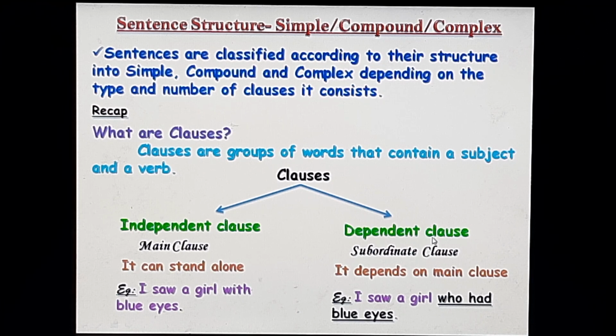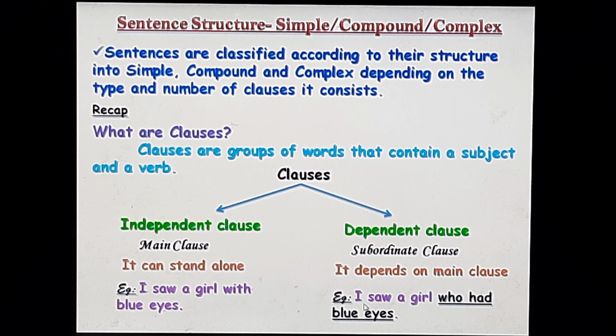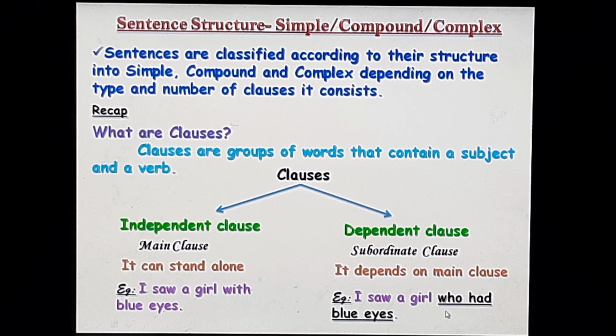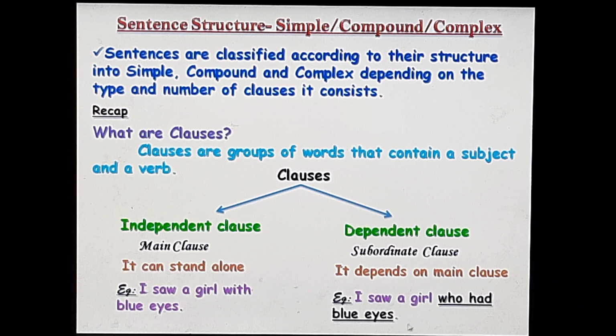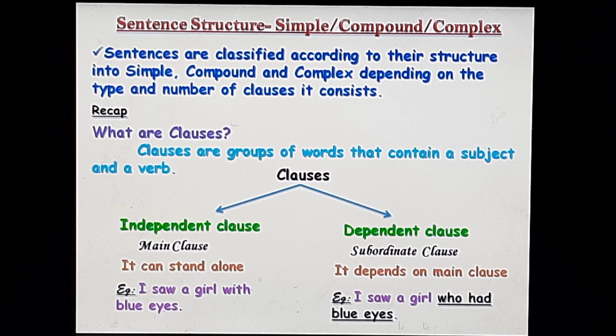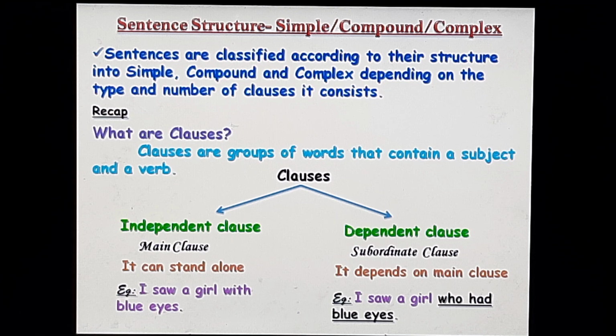Now, the dependent clause is also called the subordinate clause. It depends on the main clause for its meaning. Now, look at this example. I saw a girl who had blue eyes. Now, here, who had blue eyes is the subordinate clause. It cannot stand on its own. It has to depend upon the main clause for its meaning. So, I saw a girl is the main clause. Who had blue eyes is the subordinate clause.